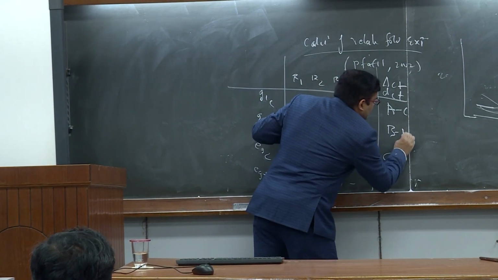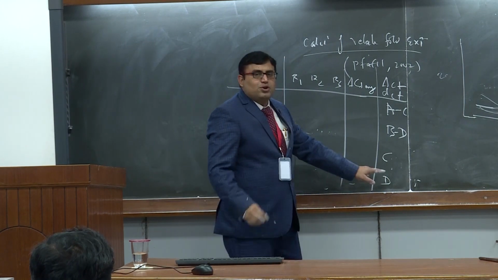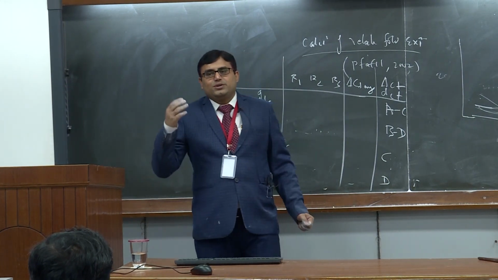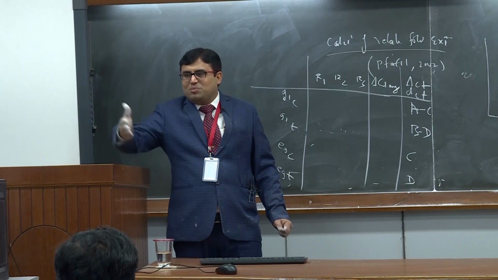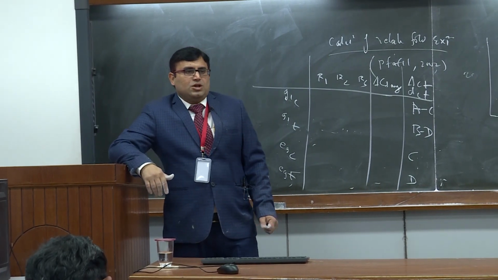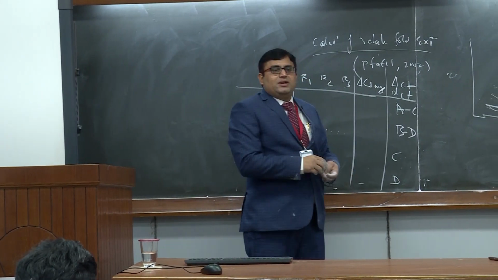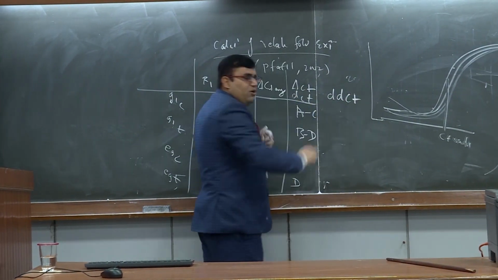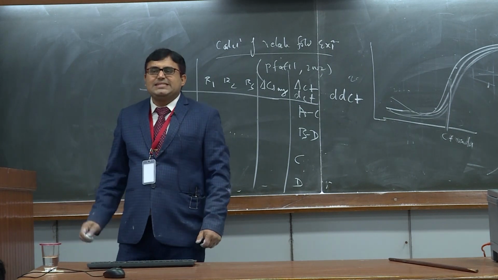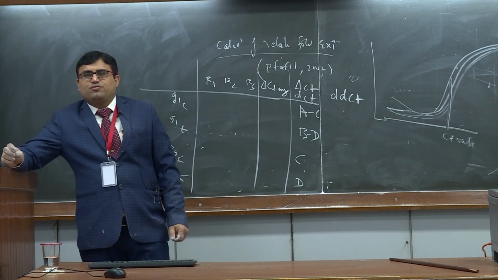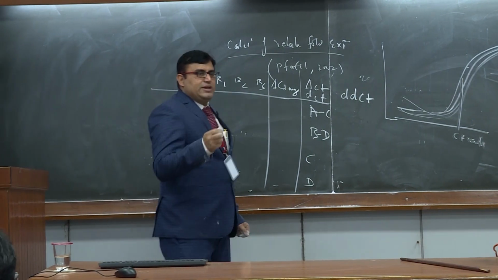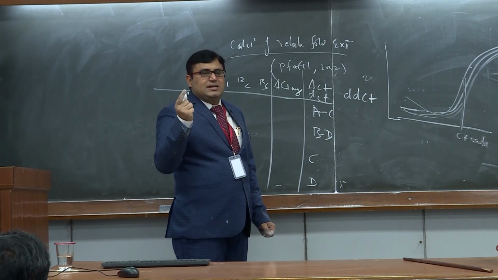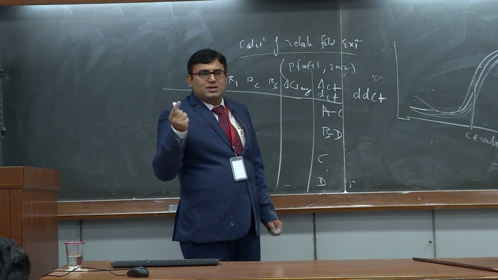The treated will be B minus D. These endogenous values you are not going to analyze further, because the endogenous gene was just used for normalization. Once you calculate the DCT value, you have to calculate the differential of DCT values, which is called the DDCT value.